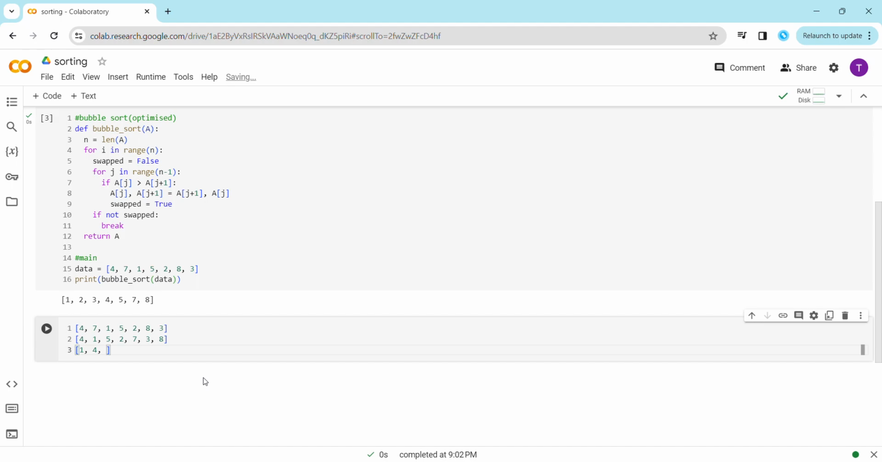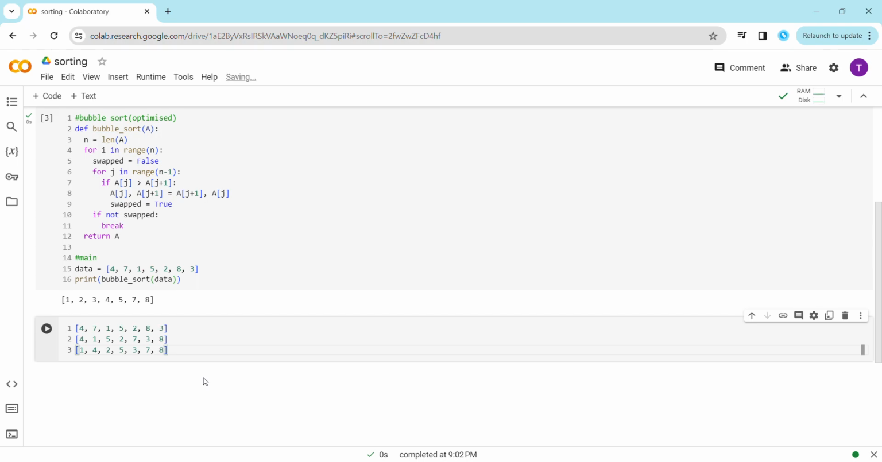As 5 is larger than 2, 5 and 2 swap places, and 5 is compared against 7. As 5 is less than 7, 5 will remain in place. 7 is compared with 3, and as 7 is greater than 3, 7 swaps places with 3. And it remains like this.